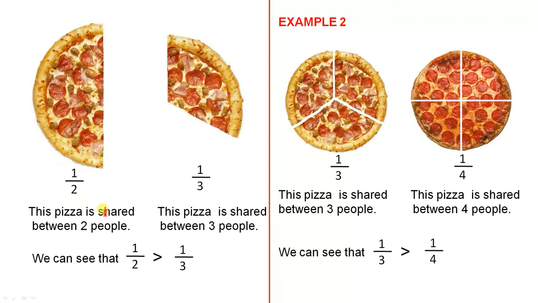This pizza is shared between 2 people. So remember, that was the pizza that was cut down the middle. So each person gets a half. This pizza here was cut into 3 pieces. So this pizza is shared between 3 people. So each person gets 1/3.